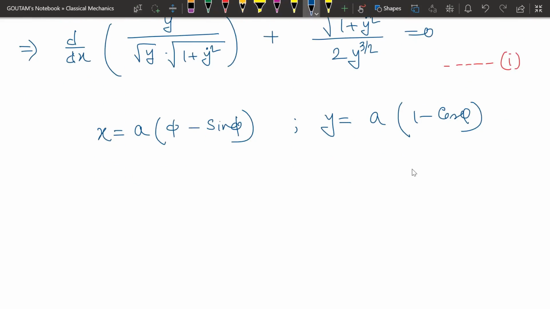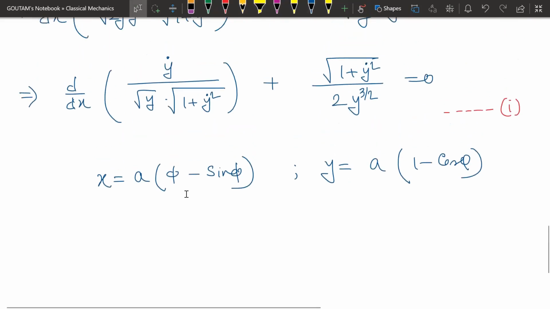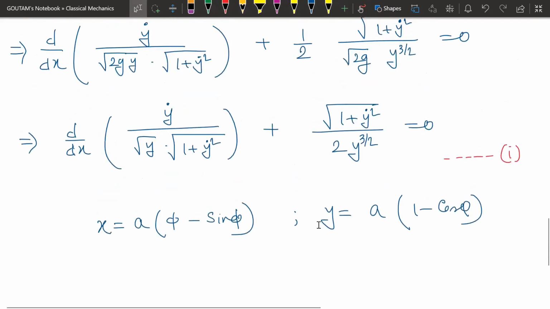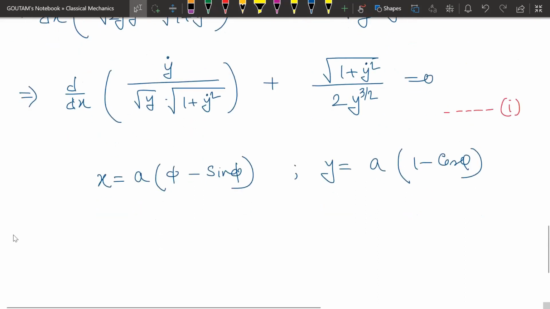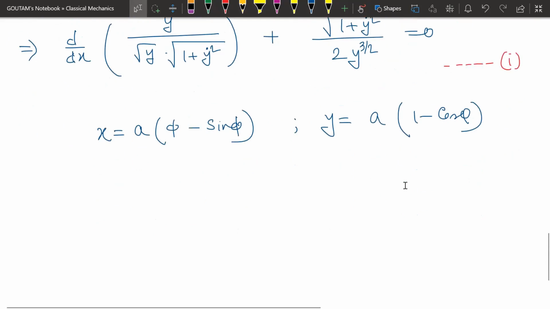So now what we will do is, we will show that this expression of x and this expression of y satisfy this equation 1. Okay, so then we can say that this is a solution of this equation 1. So this is the desired path where the time taken will be minimum.